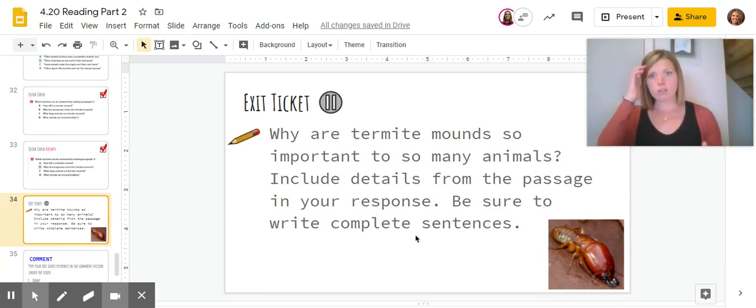If you're not sure why these termite mounds are important to other animals, go back, listen to it again. Make sure that you include evidence to support your response. That evidence needs to be from the text, specific examples. Okay, so I want you to pause now and write this on your paper.